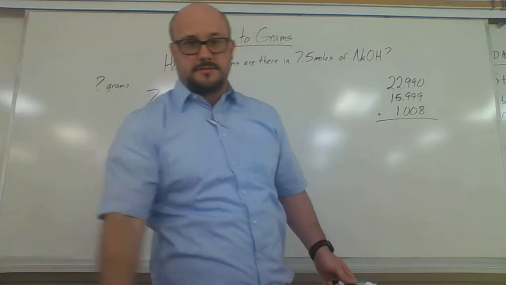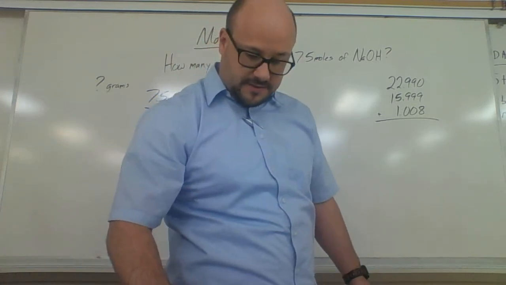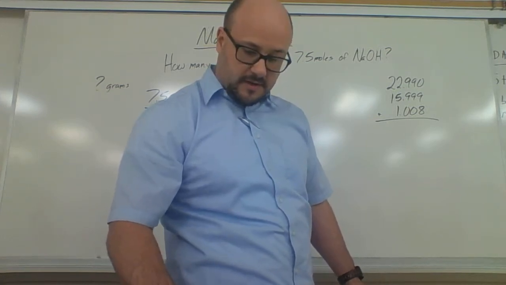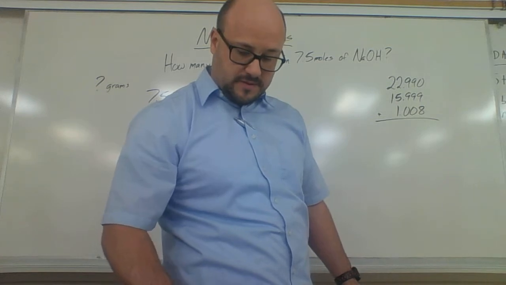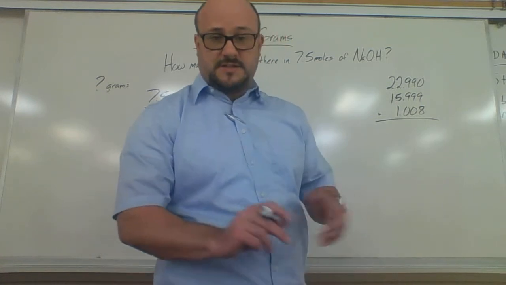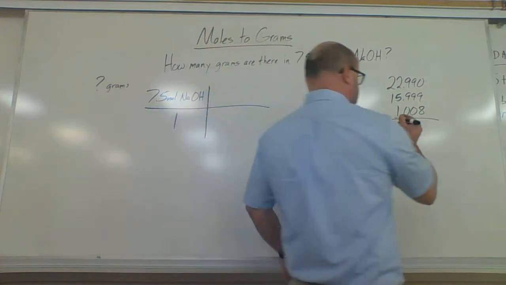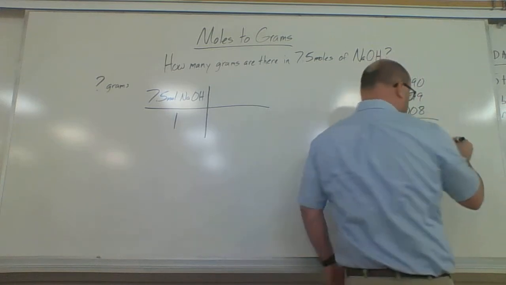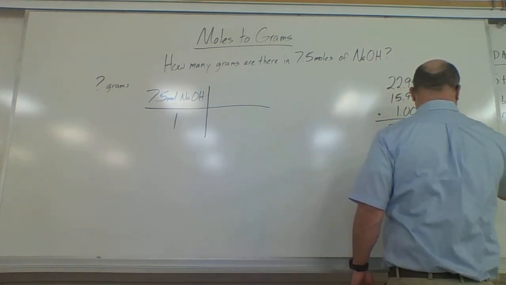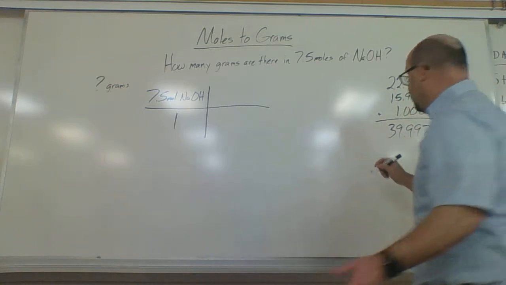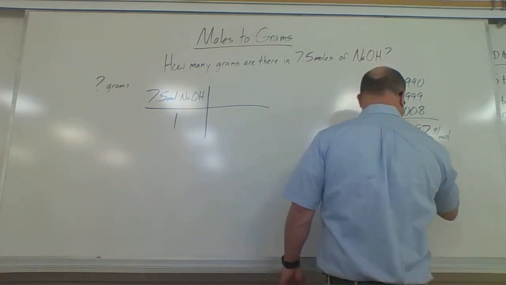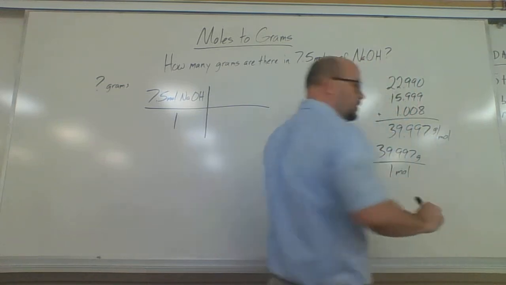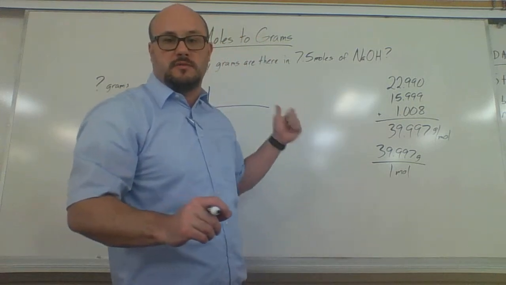Now we just take our calculator, 22.990 plus 15.999 plus 1.008 gives us a total of 39.997 grams per mole. And remember, we can write that 39.997 grams over 1 mole, which is what we're going to have to do on our railroad to calculate this conversion.